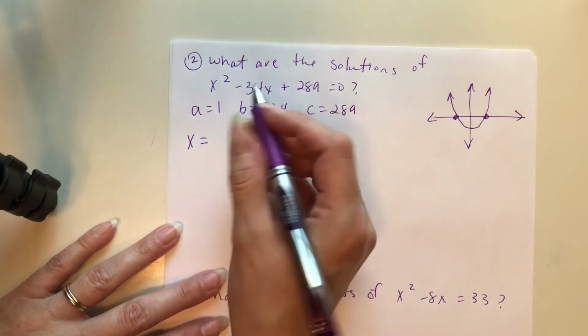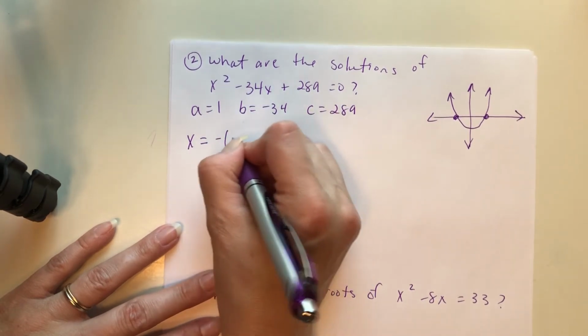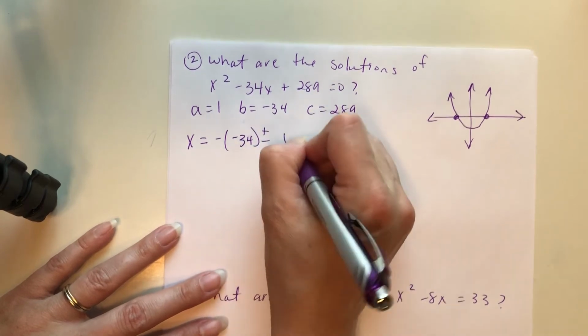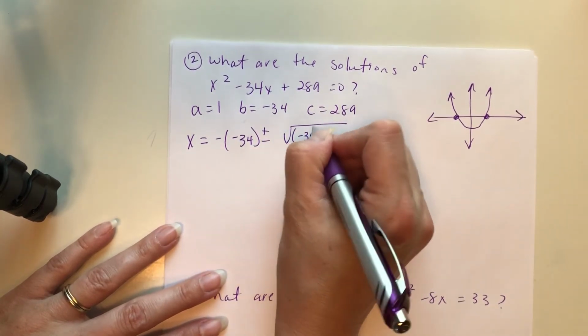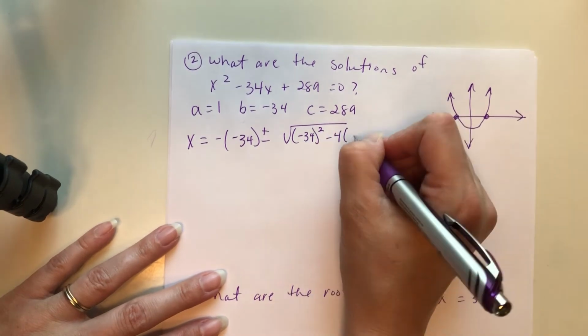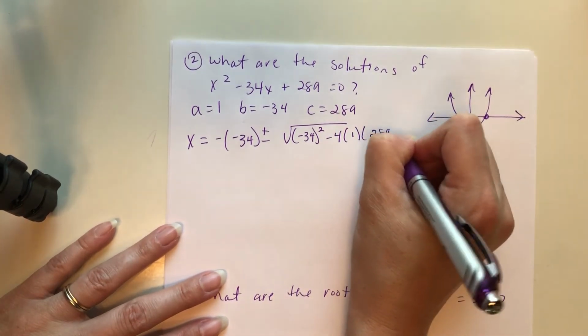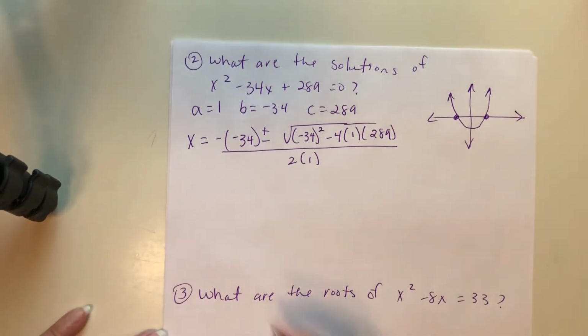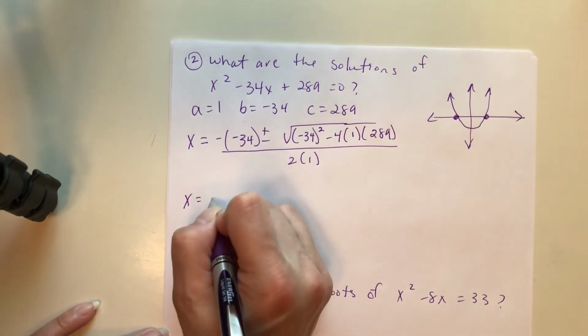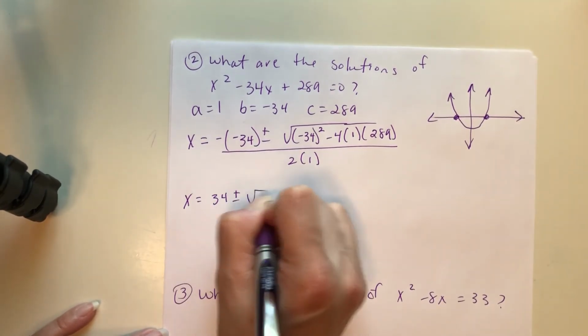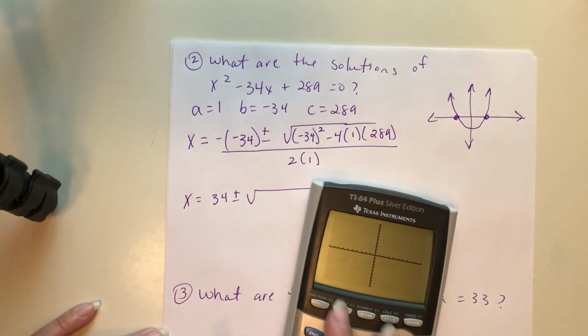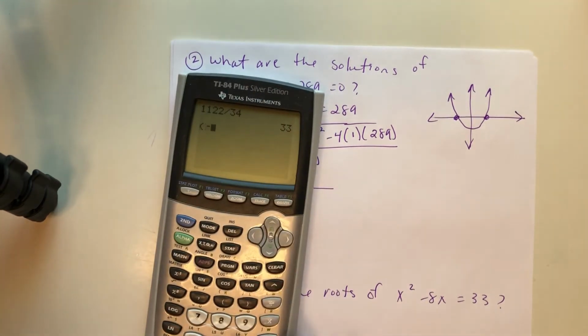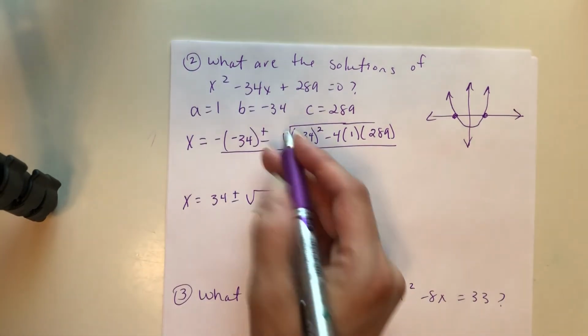Go to x equals negative b, so that's going to be negative 34 plus or minus the square root of negative 34 squared minus 4 times a is 1, c is 289, all over 2 times 1. So simplifying, I get positive 34 plus or minus the square root. What is negative 34 squared? Alright, so parentheses, negative 34 squared is 1156. And it should be positive.